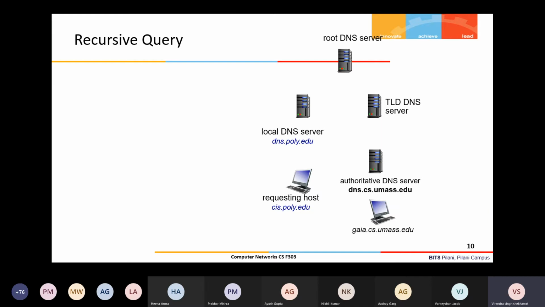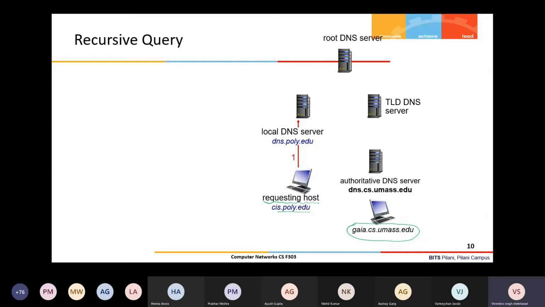So here in this example, we'll see. You can see here, this is a requesting host, and this requesting host is cis.poly.edu. And what it is requesting for, let us say, is this server, gaia.cs.umass.edu, right? So first, from the client, the DNS request will go to the local DNS server.